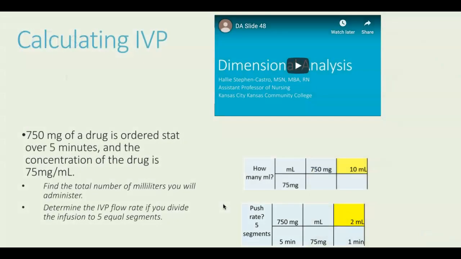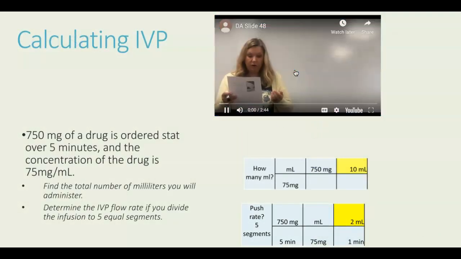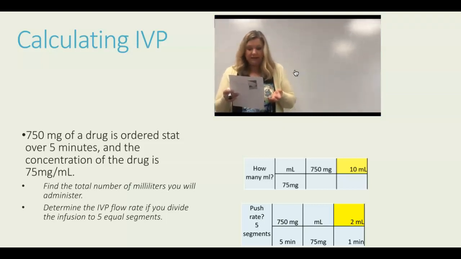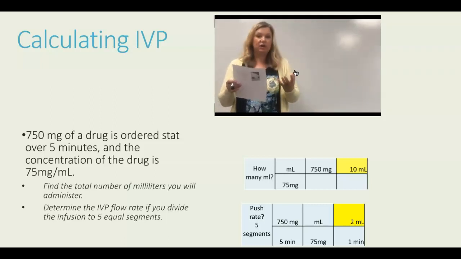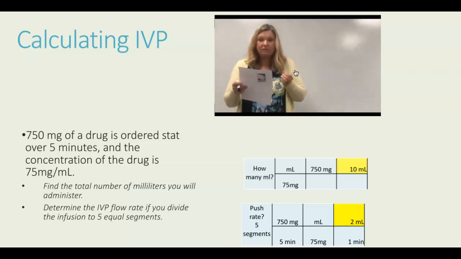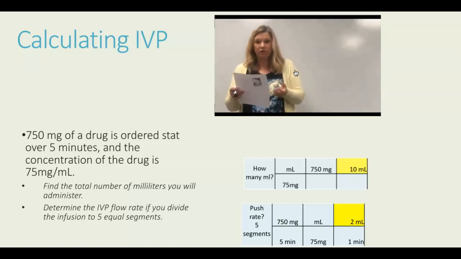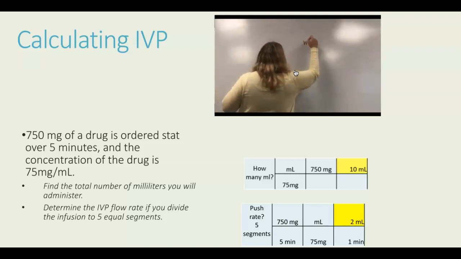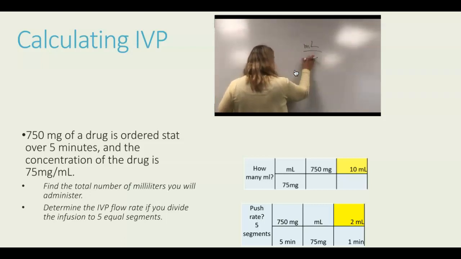All right, so here we go into calculating an IV push. Now we're going to calculate IV pushes. Our first question asks us how many milliliters, and as presented, you've got 750 milligrams of a drug that's ordered stat over 5 minutes. Stat is right away. It's very important. We've got to do it immediately. The concentration of the drug is 75 milligrams per milliliter. So it says find the total number of milliliters you will administer. So how much volume? How many milliliters? So we are solving for milliliters. That's what I'm solving. Just milliliters by itself, over nothing.